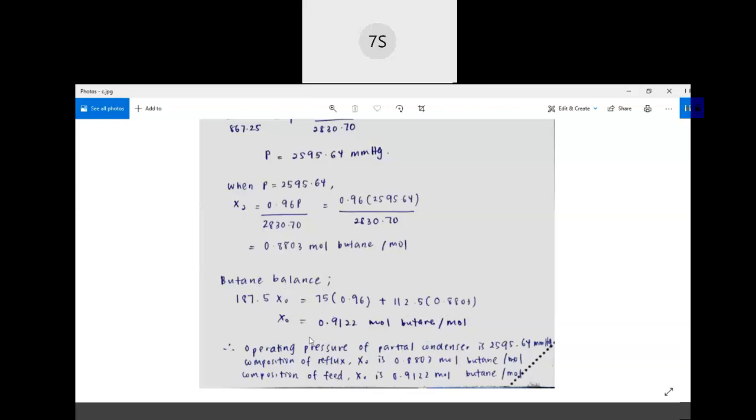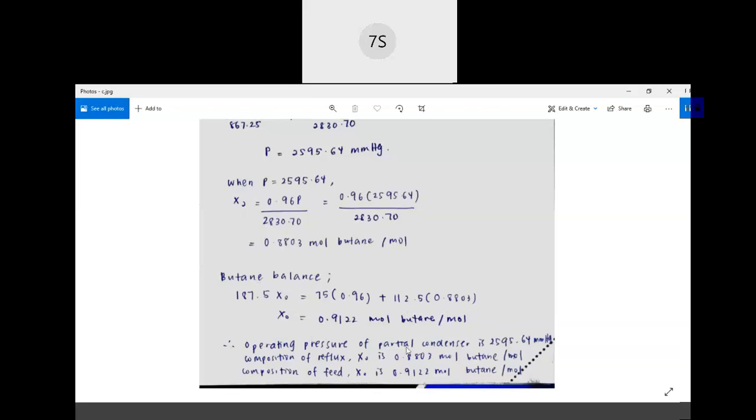Therefore, the pressure of the partial condenser is 2595.64 millimeters of mercury. For the composition of reflux, we got 0.8803 mole butane per mole. And the composition of feed, we got 0.9122 mole per mole. That is all for me. Do you have any question?